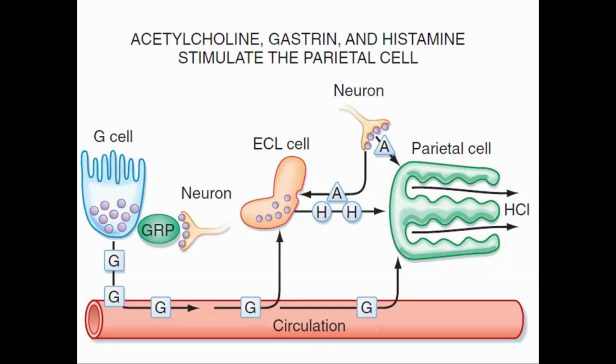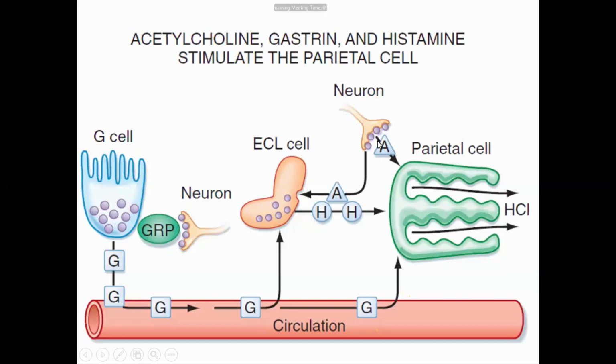Okay, so these cells are stimulated by the vagus nerve. Yes or no? The vagus nerve is the parasympathetic nerve. Whenever there is parasympathetic stimulation, there is an increase in secretion from the GI tract. Right? Secretion is increased. So this vagus nerve acts on the parietal cell and on the enterochromaffin cell by releasing acetylcholine.